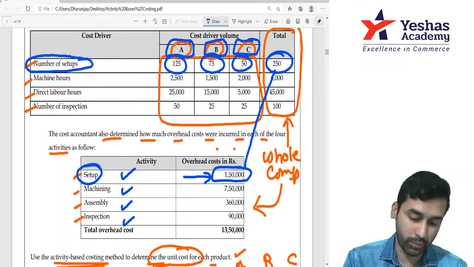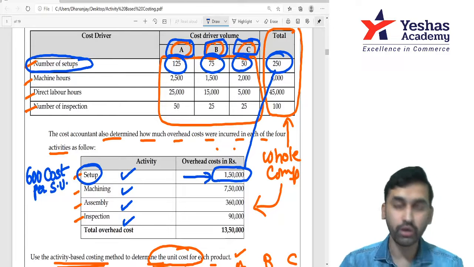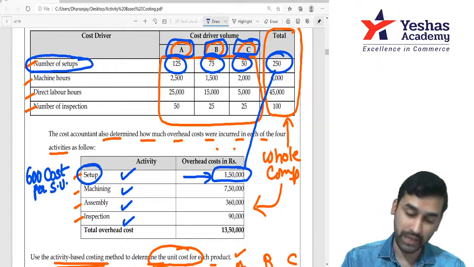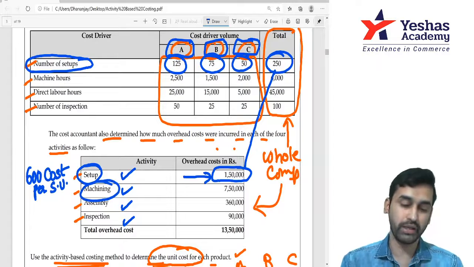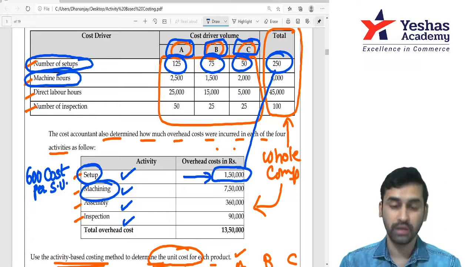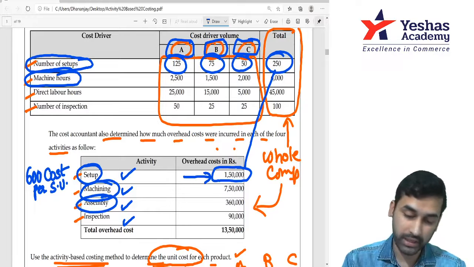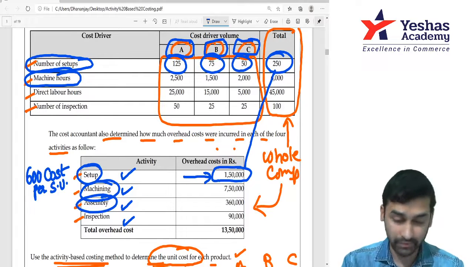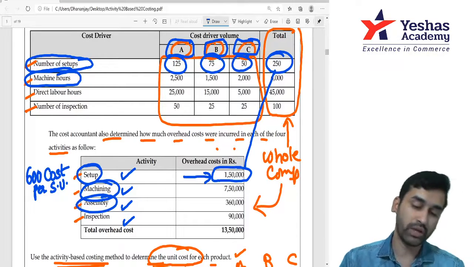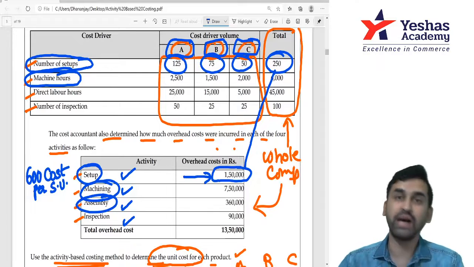Now what is 600 rupee? 600 rupee will be cost per setup. Cost per setup. Same way you will do it for machining. You have the machine hours and then assembly. Do you have the assembly related data? We don't have. Okay. What should have been the correct cost driver for assembly?